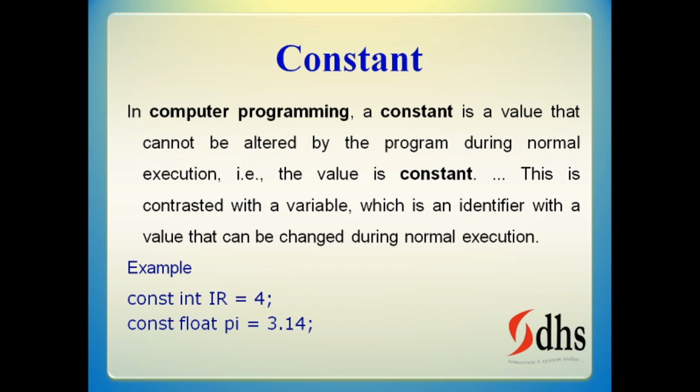Why? We can use 4 and 3.14 directly wherever we want, but we use a constant with a variable name so the readability will be very clear. Instead of 3.14, you put pi, then the readability will be clear. And we should not alter the value of pi, so we declare it as a const. That is a constant.